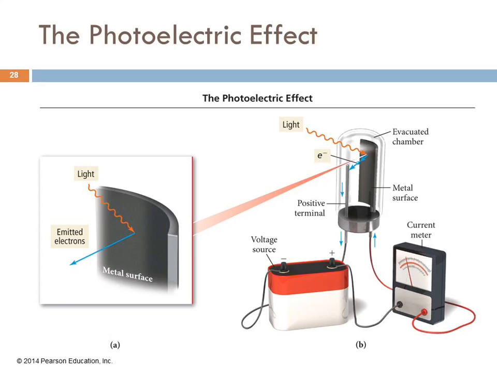But what they observe is when you shine a light on the metal surface, you see current. That means that there are electrons jumping from this metal surface to the other electrode. You take the light away, the current goes away. So light shining on the metal is causing these electrons to come out. This is the basic experiment.